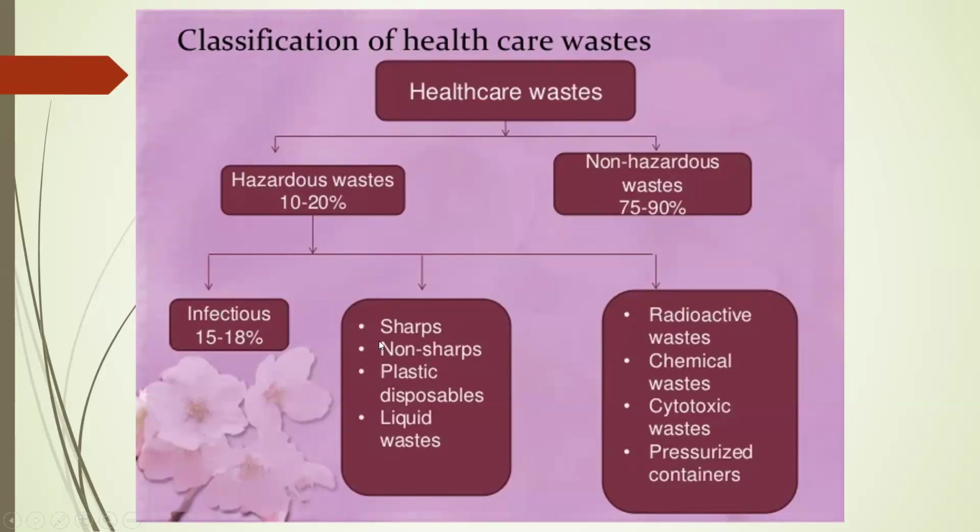Additional hazardous waste types include sharps. Again, this includes needles, scalpels, blades, and pointed or sharp objects that pose injury and infection risk. Non-sharp materials are other potentially infectious waste that is not sharp, such as contaminated dressings or gloves, and single-use plastic healthcare items like syringes and tubing contaminated with infectious material. Liquid waste includes blood, body fluids, laboratory cultures, or chemicals in liquid form that could be infectious or toxic.